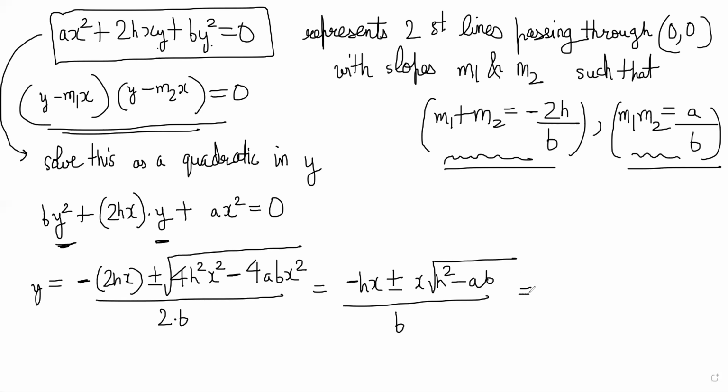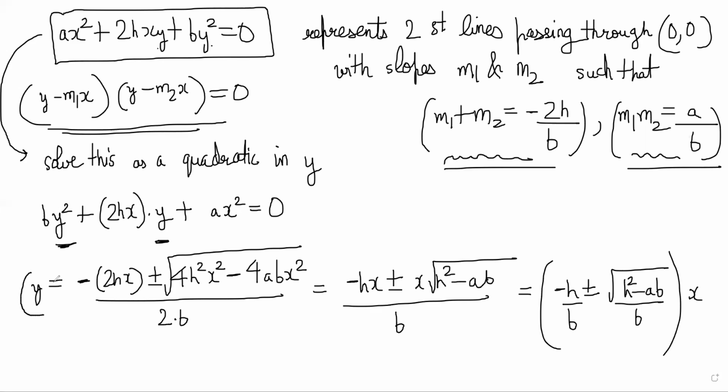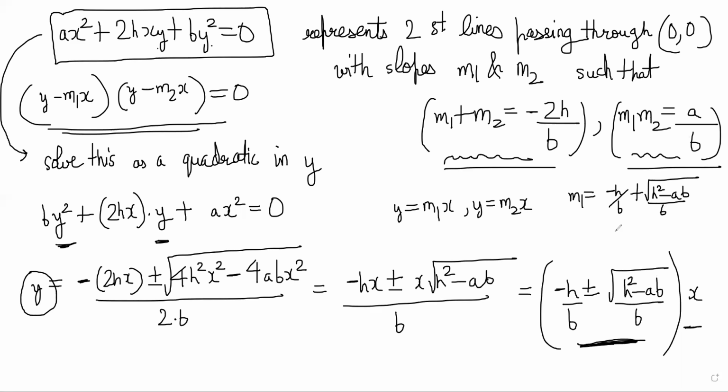Notice that you can write it as minus h plus minus root over h square minus ab, by b, multiplied by x. So now the equation has become y is equal to some constant into x. That is an equation like y is equal to m1x and y is equal to m2x, where m1 is minus h by b plus root over h square minus ab by b, and m2 is minus h by b minus root over h square minus ab by b.